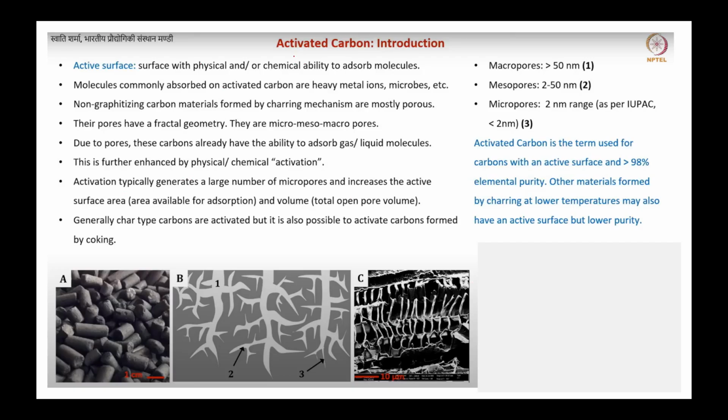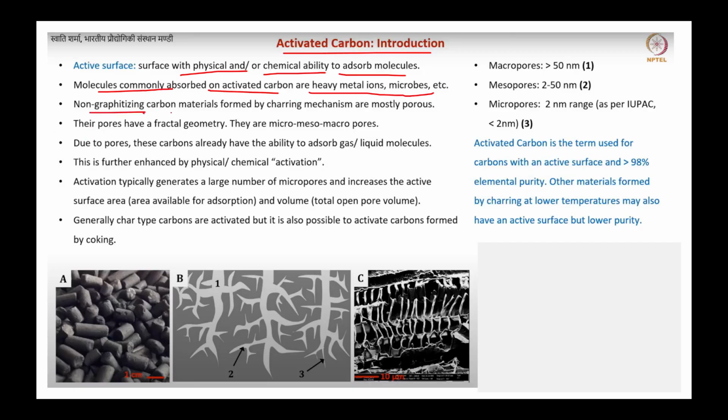Now we will see activated carbon after this lithography. In the introduction, an active surface has the physical or chemical ability to absorb molecules, where you can easily absorb the molecules, whether physical or chemical. The molecules commonly absorbed on activated carbon are heavy metal ions, microbes, etc.